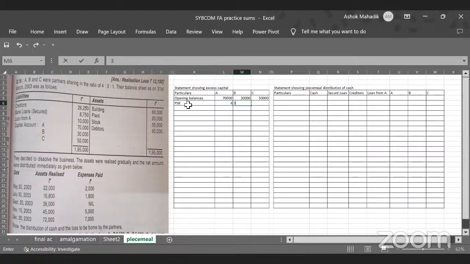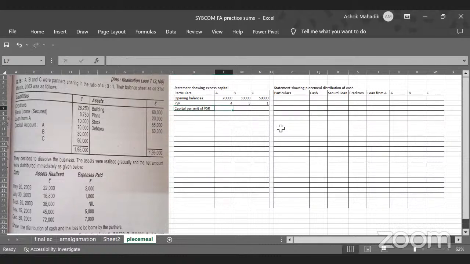So 4:3:1. Clear? So we can say that A has brought in capital of 70,000 for getting 4 shares. B has brought 30,000 for 3 shares, and C has brought 50,000 for 1 share. So it is not proportionate, isn't it? So what we do, we find out what is the capital contribution per unit of PSR. So write capital per unit of PSR.